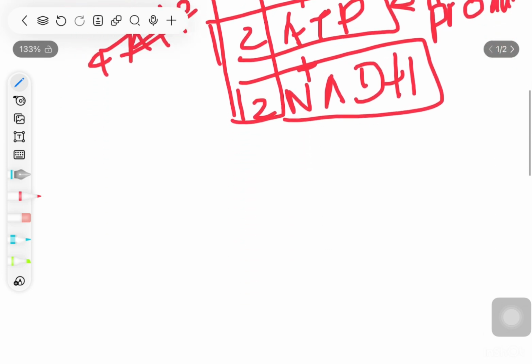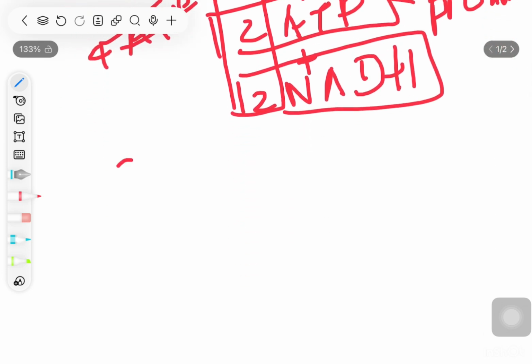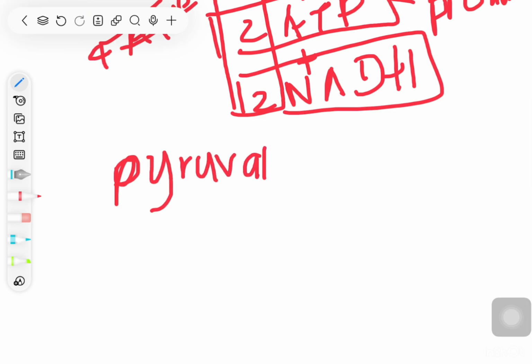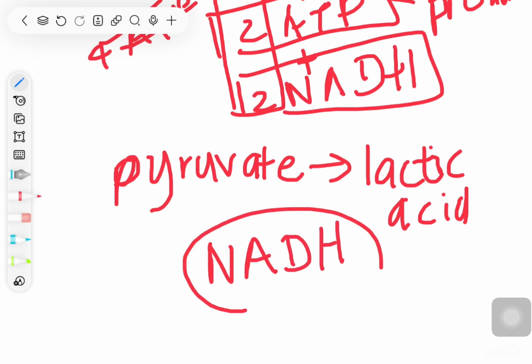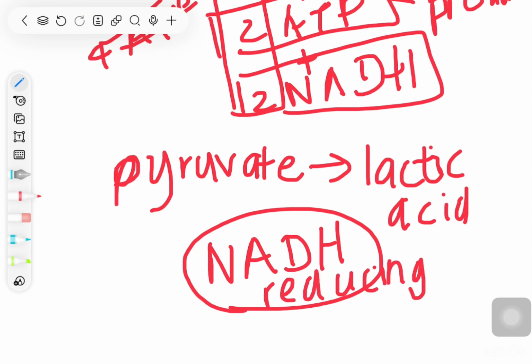Now, in the second step, the pyruvate produced in glycolysis is directly reduced into lactic acid. In ethyl alcohol fermentation, remember pyruvate was involved in 2 steps. But here, pyruvate is directly reduced into lactic acid. How is it reduced? Actually, NADH plays the role here, right? It acts as the reducing agent in this process. This is the reducing agent.